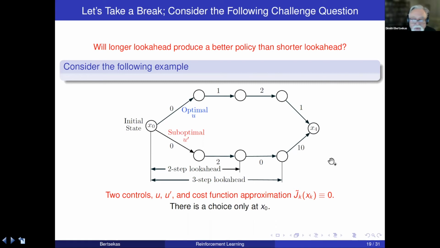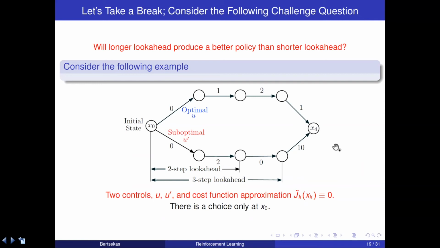5 in Arizona. So we had this challenge question, and does anyone want to describe what's happening in this figure here and how to compare 2-step and 3-step look ahead? Professor, can you hear me? Yes, please. I can hear you very well, but go ahead.